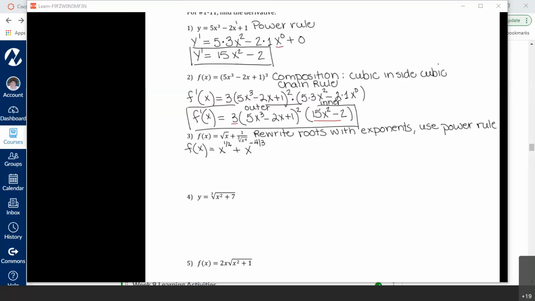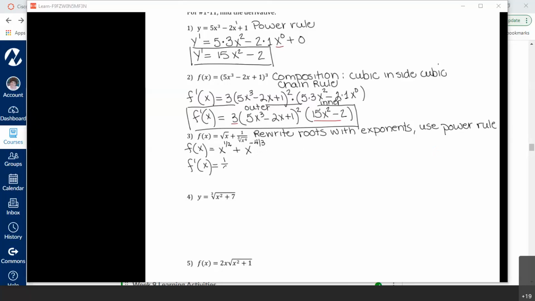Understand why the exponent's negative 4/3? Okay, again, this is important. If you can't do this step, you can't take the derivative. Okay, so again, powers in the numerator, roots in the denominator, and then if this whole expression is in the denominator of a fraction, it has a negative exponent. Okay, so now once I'm able to do that, I can just use the power rule on each term.